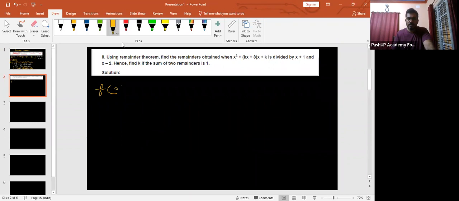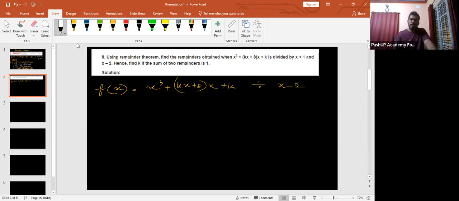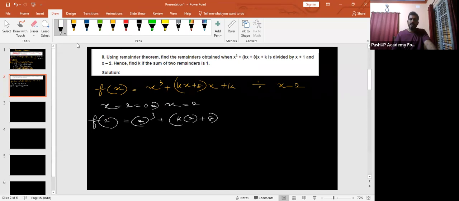Okay, so what was the polynomial? It was f of x is equal to x cube plus kx plus 8 x plus k. This time I'm going to divide it with x minus 2. All right. So x minus 2 is equal to 0, which implies x is equal to 2. This time I have to take the value of x as 2 and substitute into the polynomial. So you get 2 cube plus k into 2 plus 8 into 2 plus k, right?